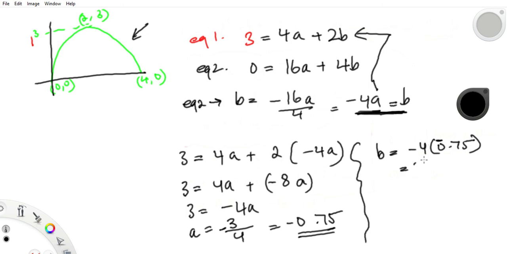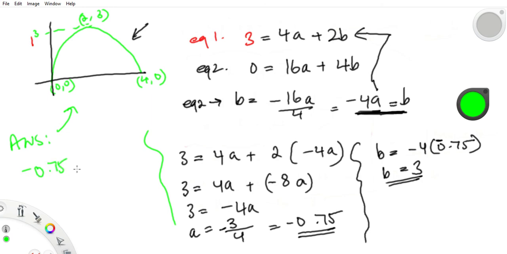Alright, so b is 3, a is negative 0.75, so my quadratic equation, the answer to this curve, is negative 0.75 x squared plus 3x plus 0c. You don't really have to put the 0.